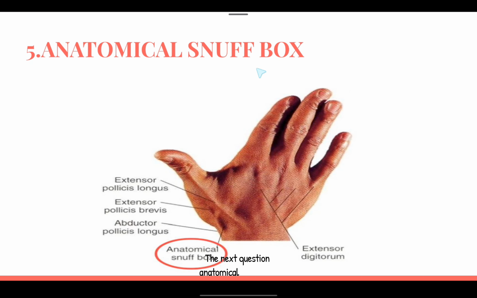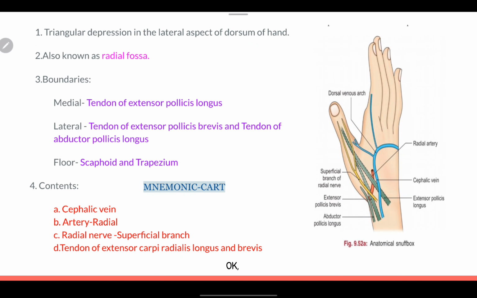The next question: anatomical snuff box. In this diagram, here is the anatomical snuff box. For your better understanding and visualization, I have inserted this diagram. You need not draw this diagram in the exam, but if you want, you can also draw it. So what is the anatomical snuff box? It is a triangular depression in the lateral aspect of the dorsum of the hand. It is also known as the radial fossa.